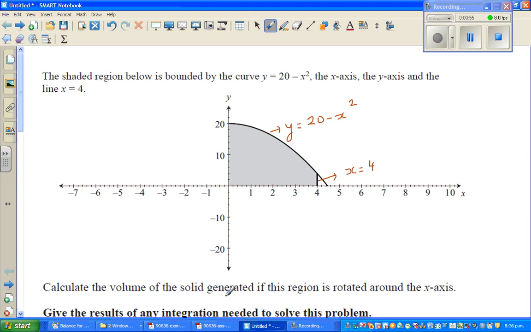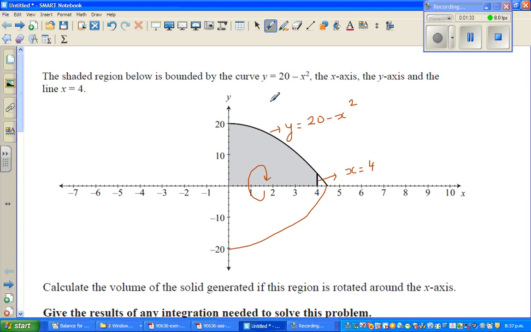Let's read the question. Calculate the volume of the solid generated if this region, which is the shaded region, is rotated around the x-axis. So what is happening is this shaded region is rotated over the x-axis like this. I hope you understand. When you rotate this area over the x-axis, you will get a solid. To give you an understanding of what will happen, this is my rough sketch. When it's rotated, you'll get a solid. I hope you can see the 3D form.